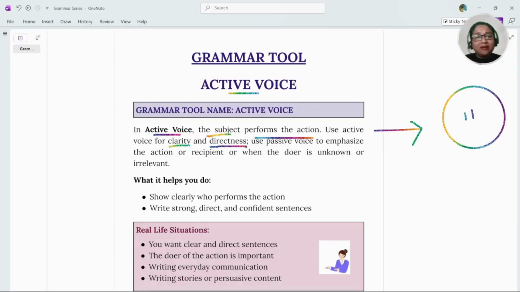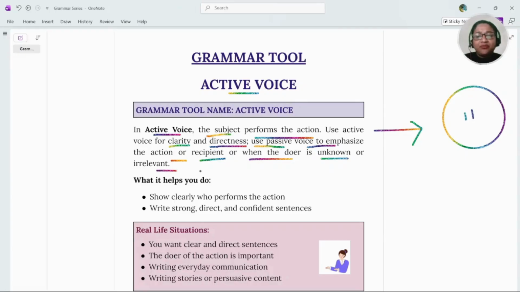Just to help you understand the small difference between active voice and passive voice, I have this sentence, as you can see on the screen: use passive voice to emphasize the action or the recipient, or when the doer is unknown or irrelevant. So what does that mean?